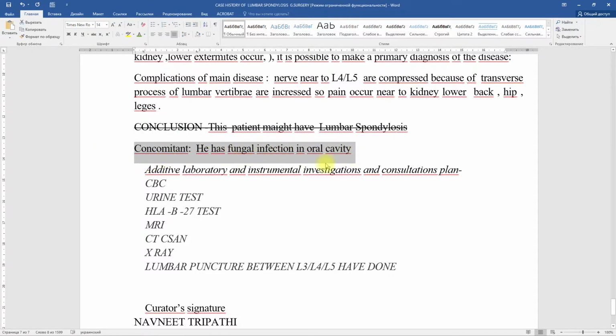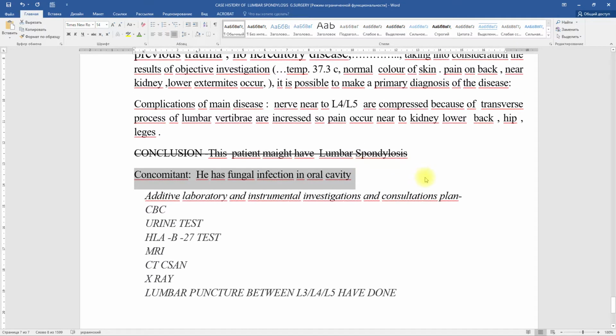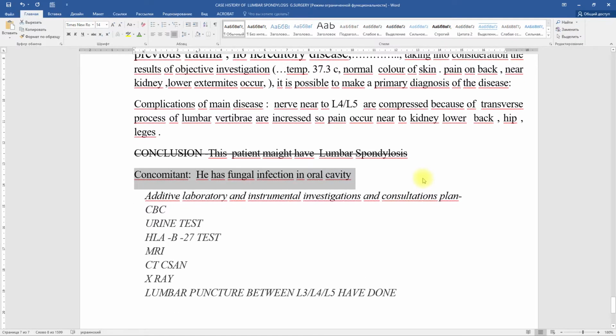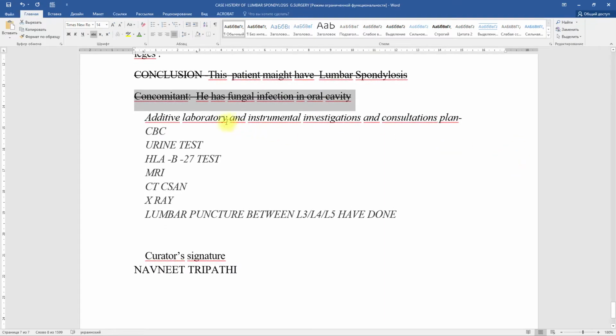Fungal infection in the oral cavity. We don't know that. You don't give any symptom of fungal infection. You just make this statement in the physical examination part, and where this statement came from remains unclear. So you can't make this statement in here. Additional investigation.